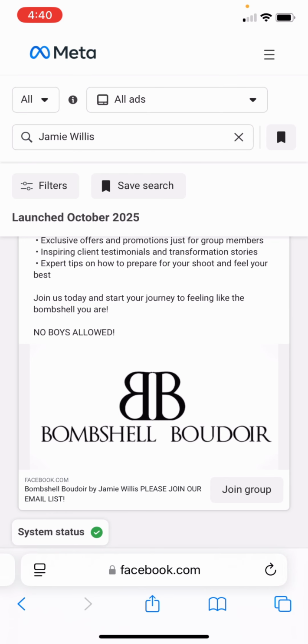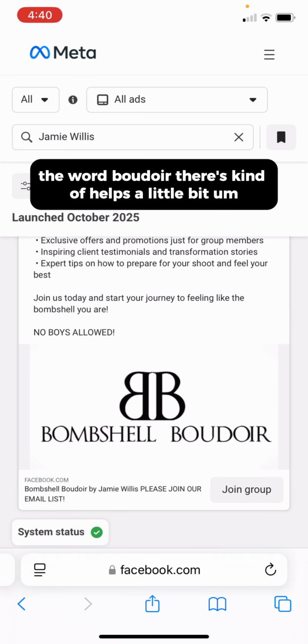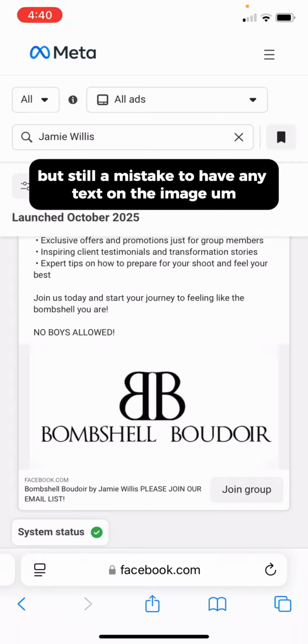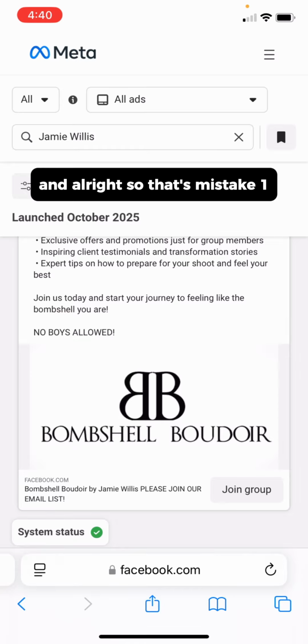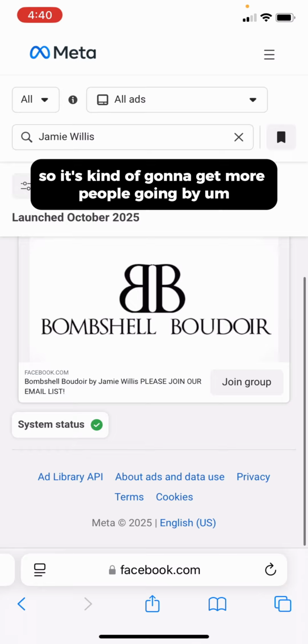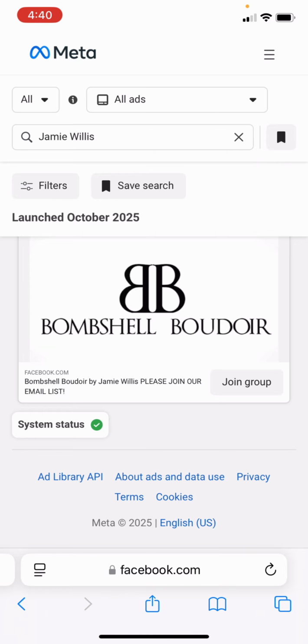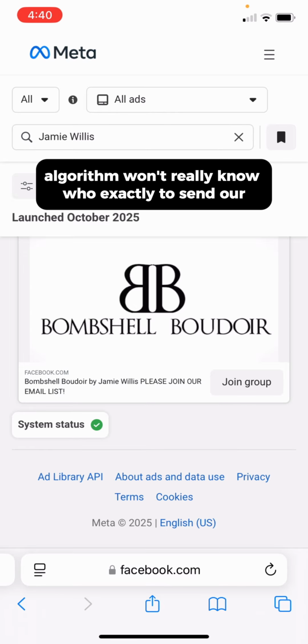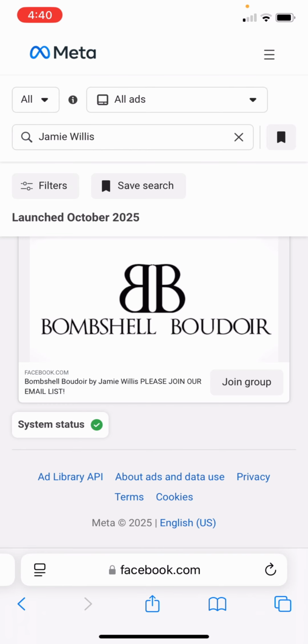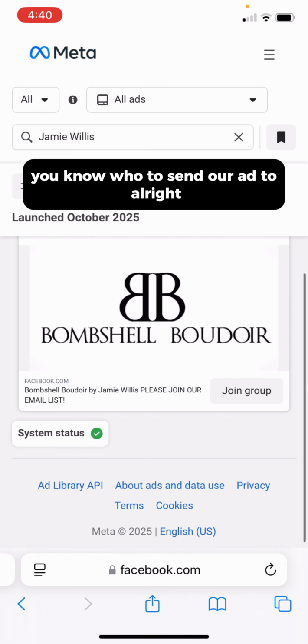Although the word boudoir there helps a little bit, it's still a mistake to have any text on the image. So that's mistake one. It's going to get more people going by, and our Meta ad algorithm won't really know who exactly to send our ad to.